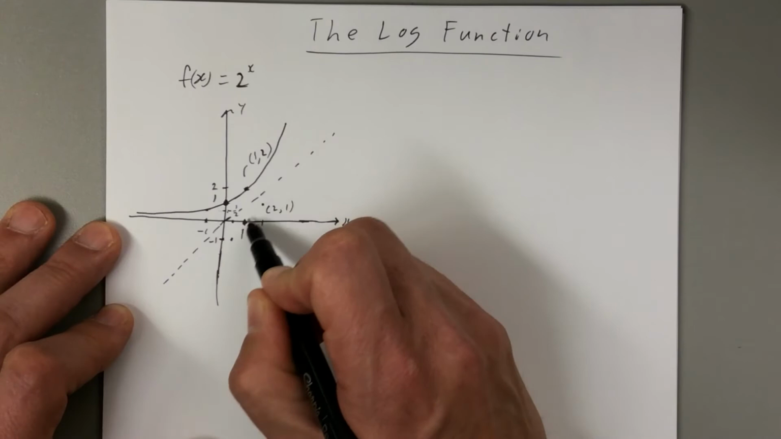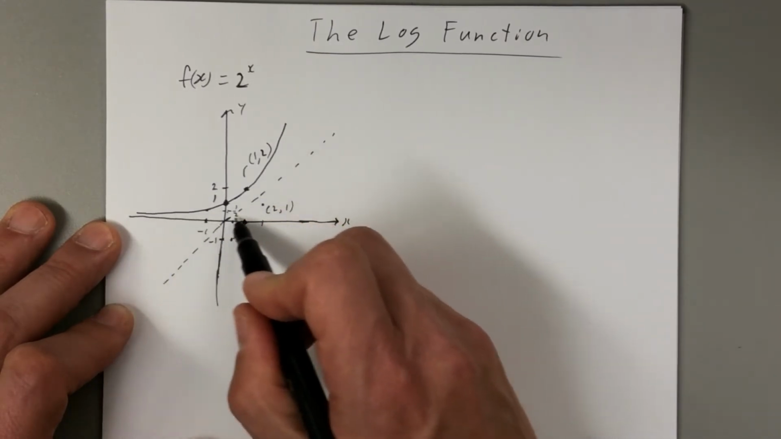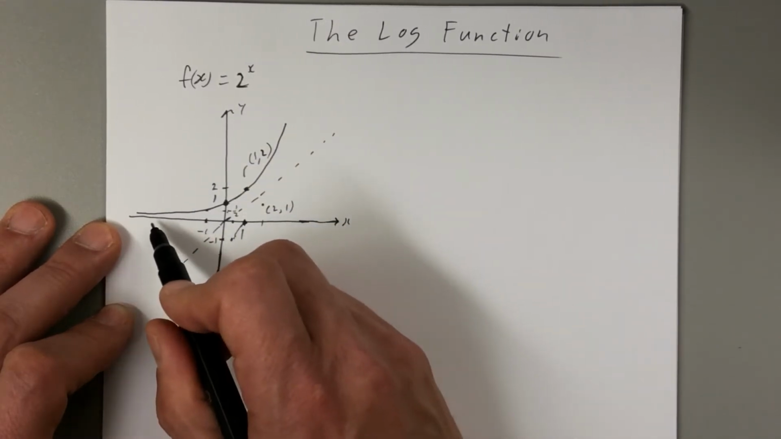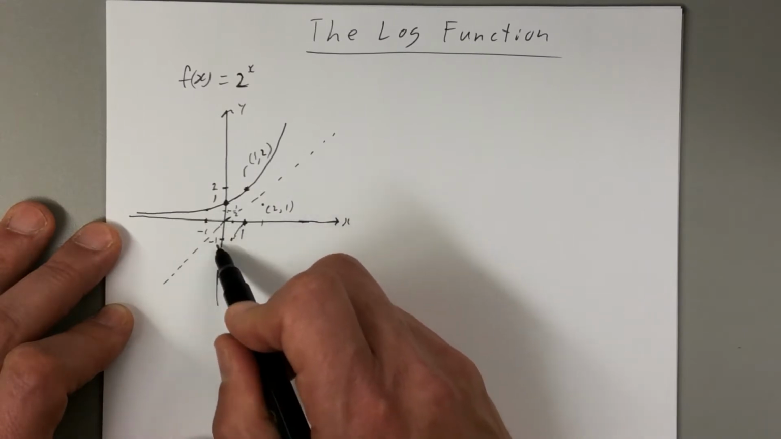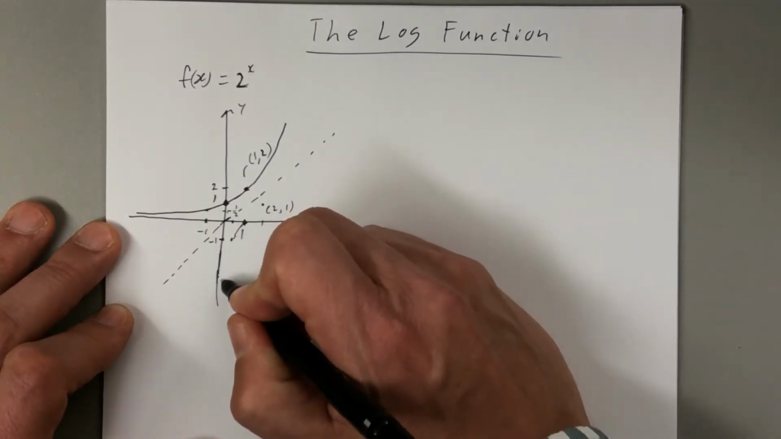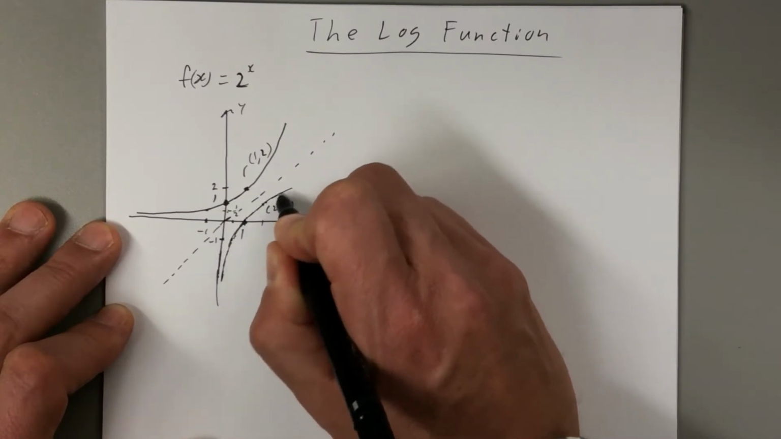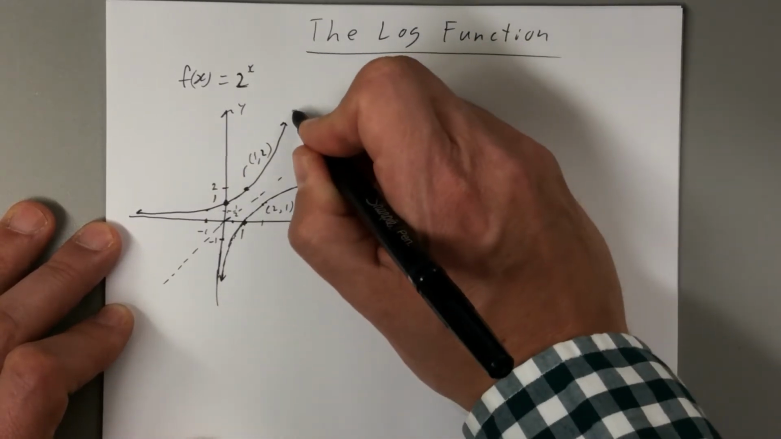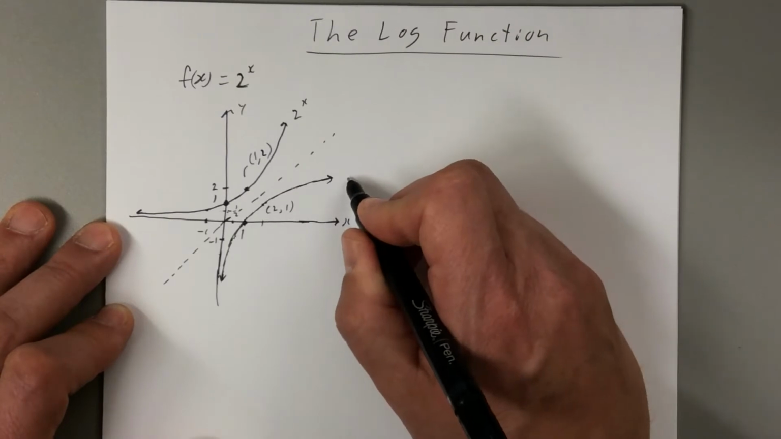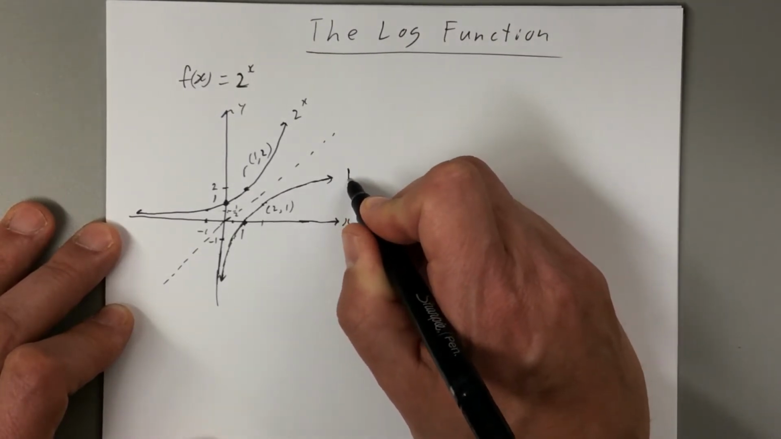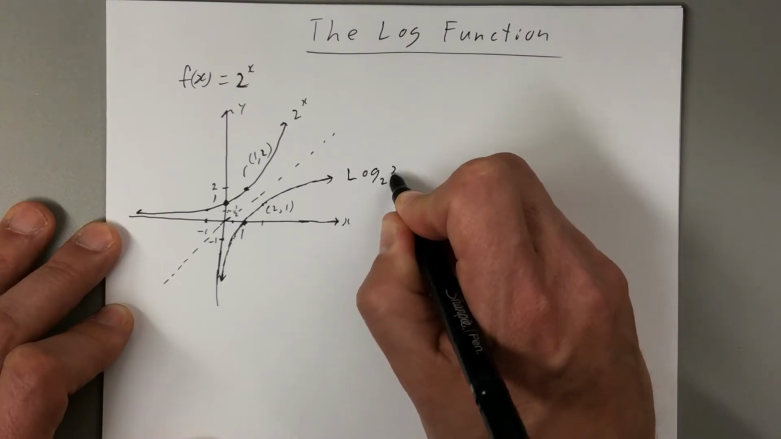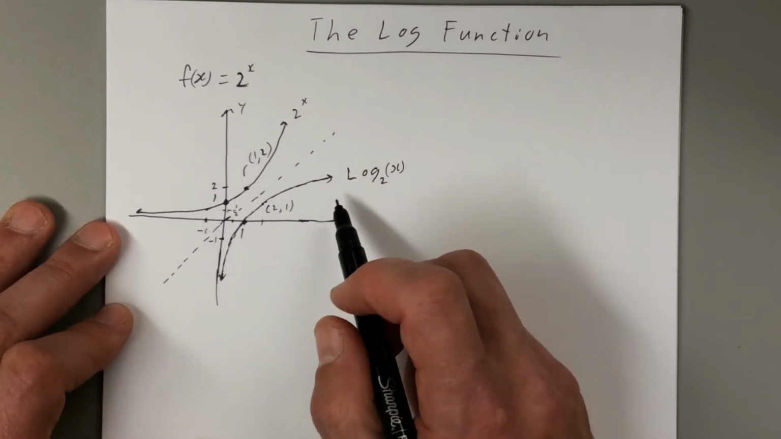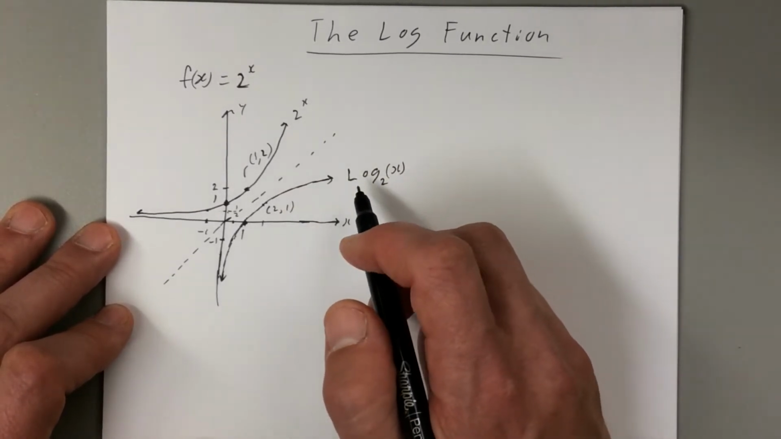And it's going to continue on in this pattern, so that this asymptote here, when I reflect it in the line y equals x, becomes this one. If I reflect it, this point becomes this point, this point becomes this point, and the origin stays the same. So we get a function that looks like this. This is the function 2 to the x, and this is called the function log base 2 of x.